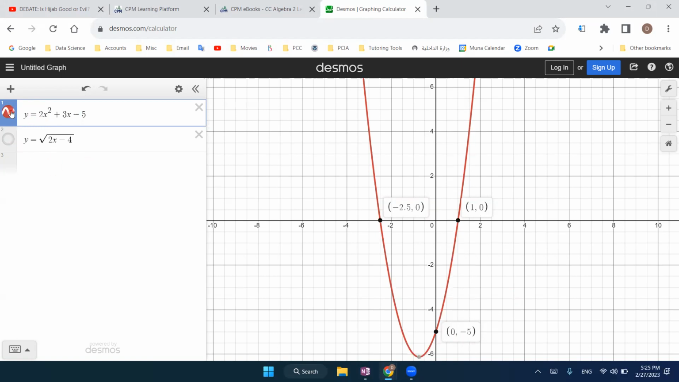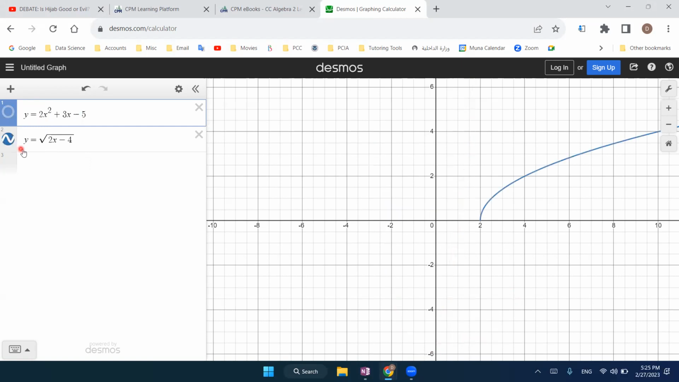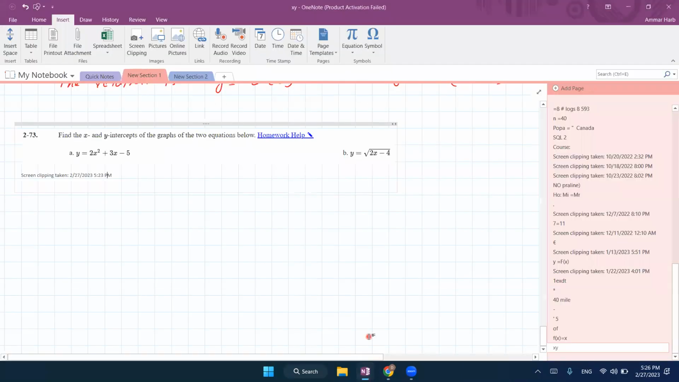And for the second equation, so that's the graph of the second equation, we see an x-intercept here, just 2, 0. And there is no y-intercept. The graph doesn't intersect the y-axis. So graphically, I can see that, but let me show you how to do that algebraically because we need to know the two methods.